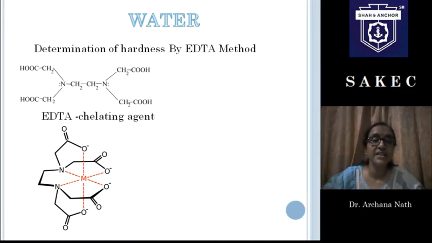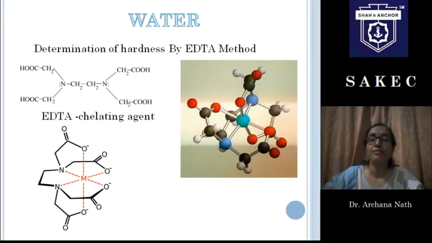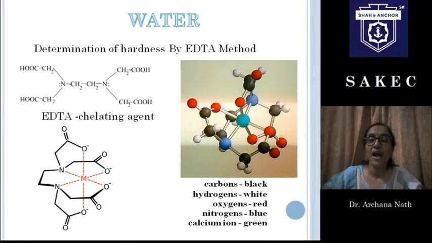Here we can see this metal is bonded at all 6 points, like it's a 6-dentate ligand, we call it. It's a very strong complex it forms. When we see it in the ball and stick model, it looks like this, where carbons are shown in black, hydrogens in white, oxygen red, nitrogen blue, and the center one is the calcium ion, which is green. So you can see how strongly it is bonded from all sides, right? So it gives a strong complex with calcium or magnesium, iron.